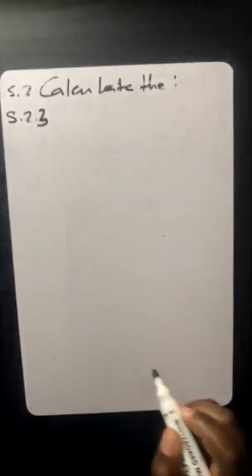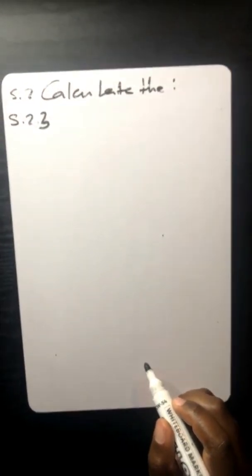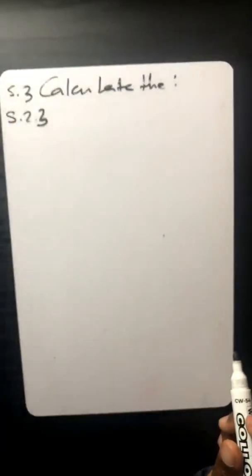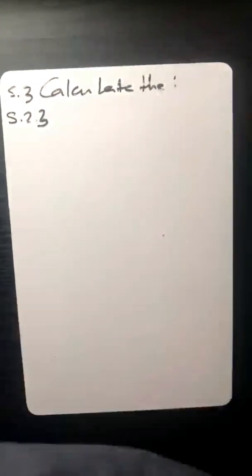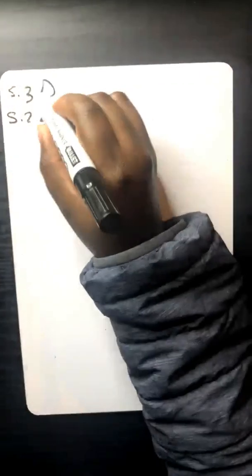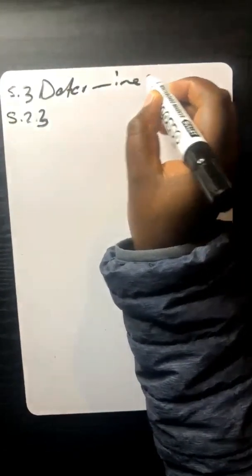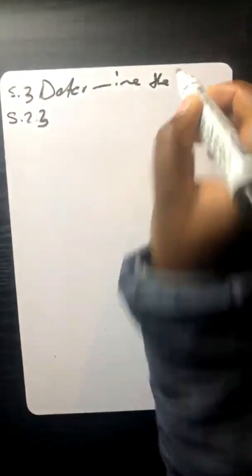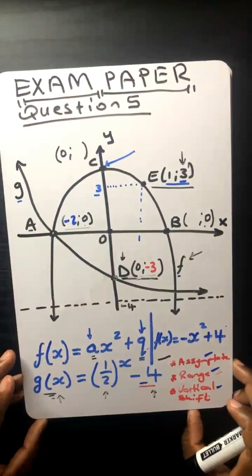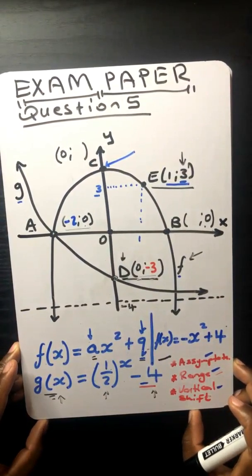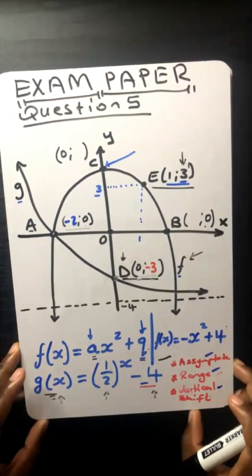Now we might be looking at question, is it 5.3? Yes. So we are now on 5.3. What does the question say? 5.3 says calculate, or no, they are not saying calculate, but they use the word determine. So they say determine the length of CD. Where is C? Where is D? And this question is allocated 2 marks.